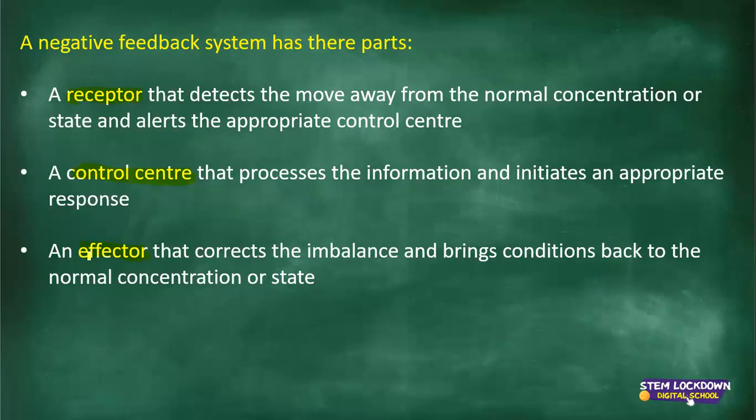The control center will then be the one that's deciding, okay, because the concentration of glucose is low, let's release enough of the glucagon. Or because there's a high concentration, then let's release insulin. Examples like that. And then the effector is the one that is released. So for example, if we had to release more glucagon, the effector would be glucagon, which is now going to correct the imbalance.